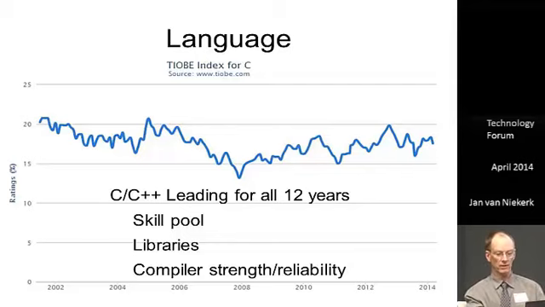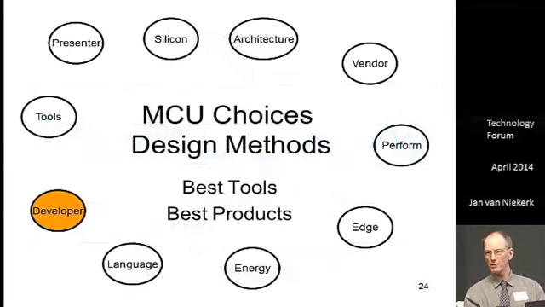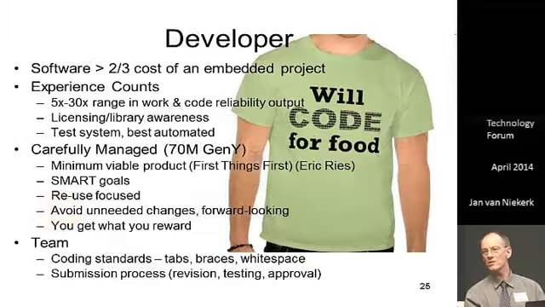And I guess quickly, the developer. Your developer is more than 66% of your cost, right? The guys typically, one of the 70 million Generation Y guys that are walking around. Developer efficiency is extremely wide. If you get a good guy, he can literally be 5 to 30 times better than a bad guy.